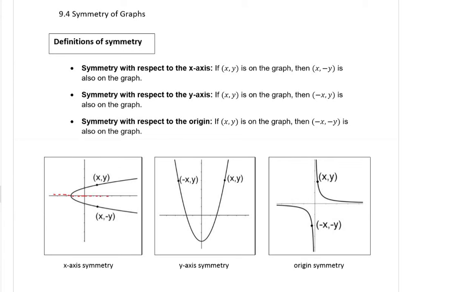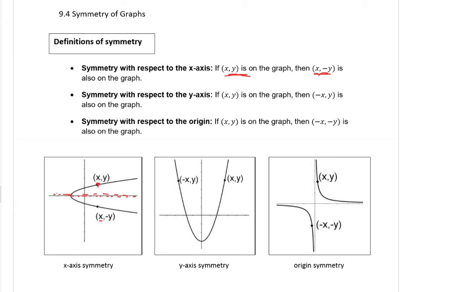Notice that if you fold the picture around that dotted line there, then the bottom part of that graph is going to match up with the top part of the graph. You have an x coordinate for this point up here, and you have the same x coordinate for this point down here. And the y coordinates are opposites. y and negative y are both on that graph. So that comes back up here to my definition: if (x, y) is on the graph, (x, negative y) is on the graph.